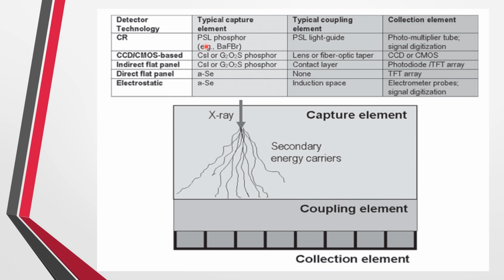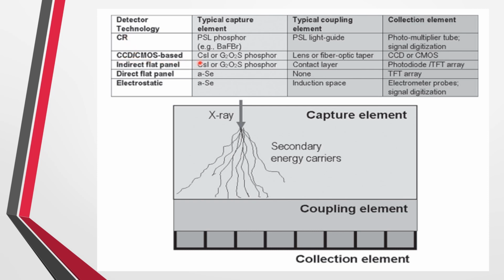So for the CR, there's the PSL phosphor, which is typically the capture element, the PSP. It's photostimulable luminescence. So it gets energized, it releases light through a light guide, and then there's a photomultiplier tube on the other side, and it digitizes the signal. This is how the CR worked that we learned about in the last video.